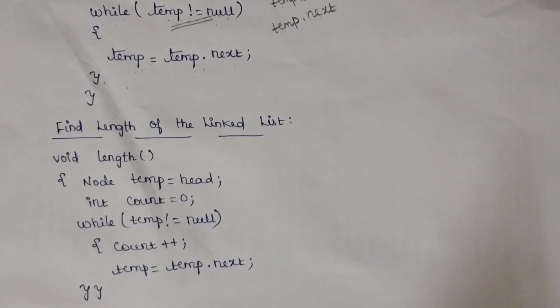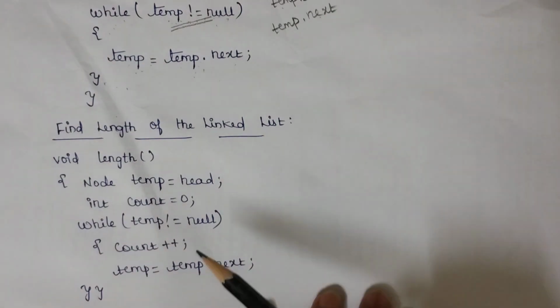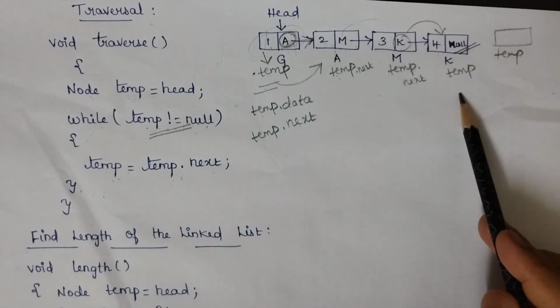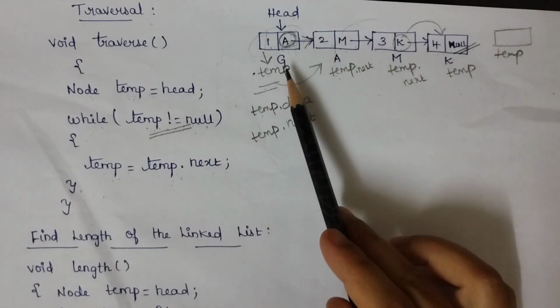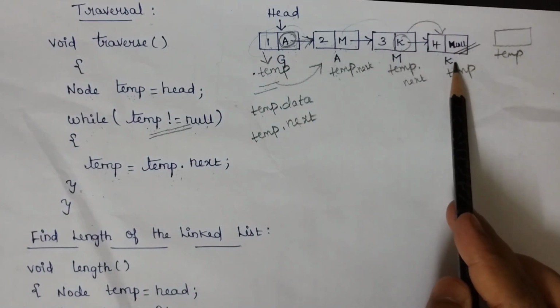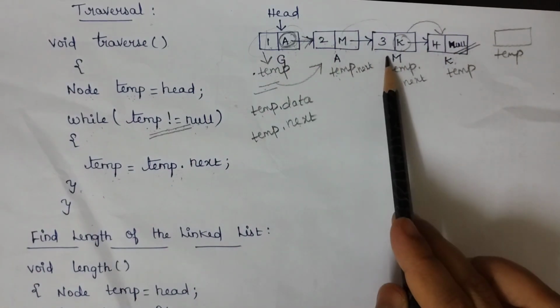Finding length is very easy, because if you understand the traversal, then it is very easy to find the length of the linked list. Here also, if you want to find how many nodes are in your linked list, you need to traverse this list starting from the head node to the tail, that is the last node. So when you are traversing, you can count.